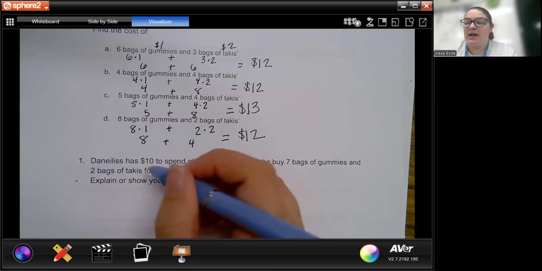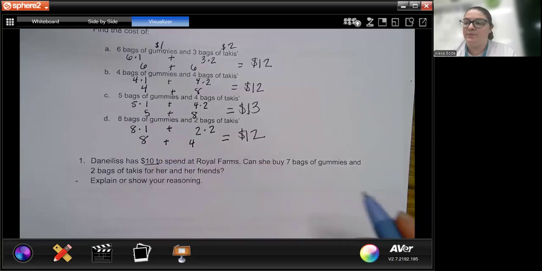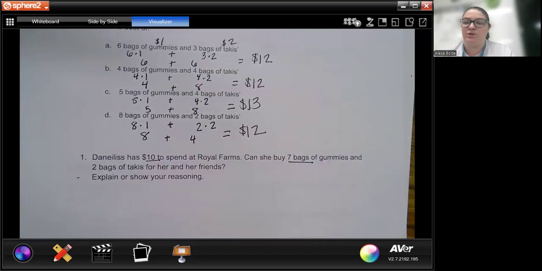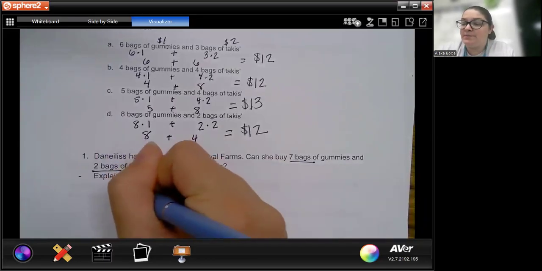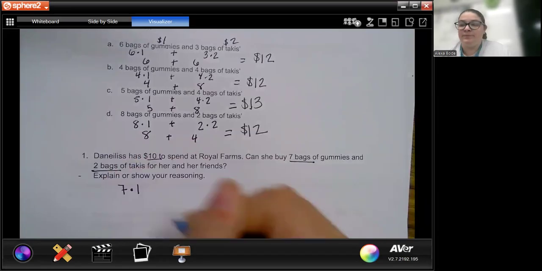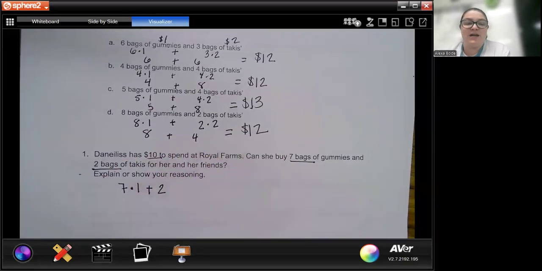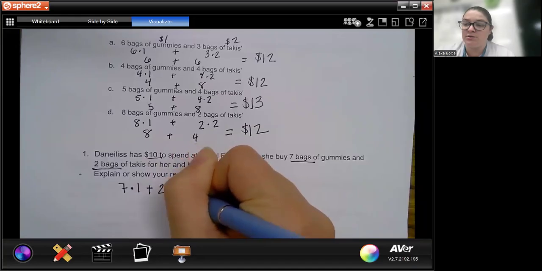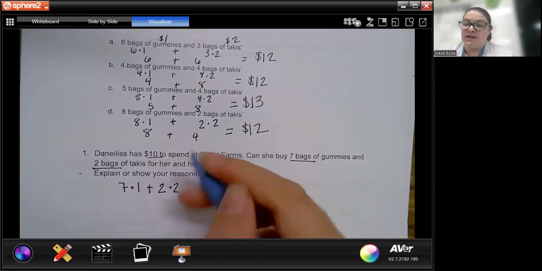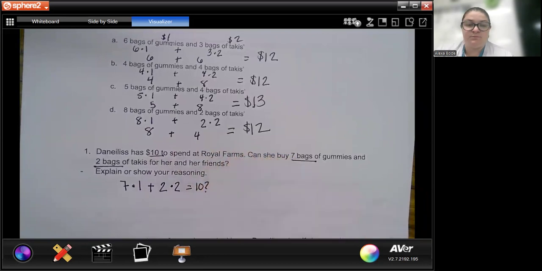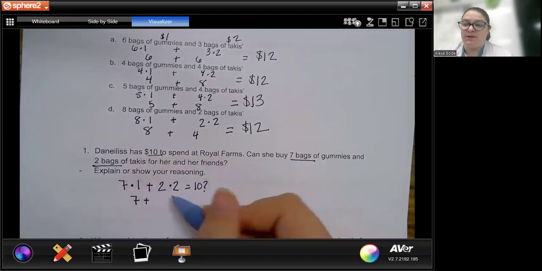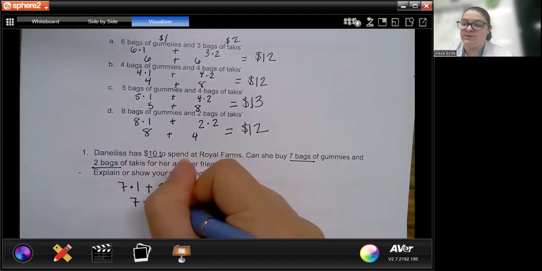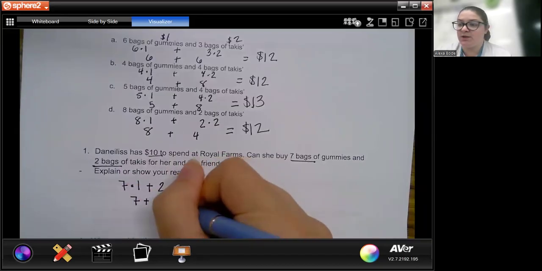Okay, so we know that she has $10 that she can spend. We need to figure out how much 7 bags of gummies would cost and how much 2 bags of Takis would cost, and if she has enough money for that. So 7 bags of gummies times $1 plus 2 bags of Takis times $2. Does that equal 10? Okay, so 7 times 1 is 7, plus 2 times 2 is 4. 7 plus 4 equals 11.